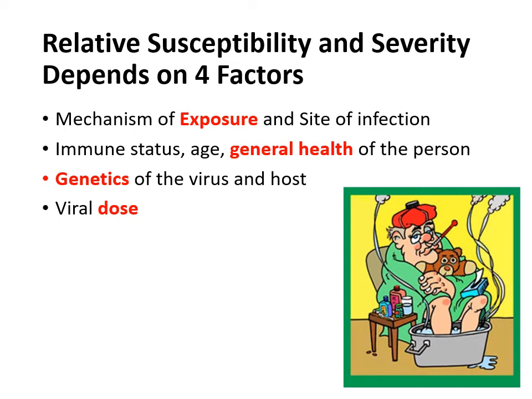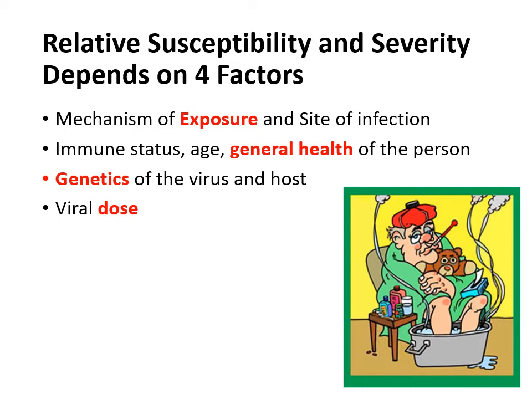The second bullet point is very, very important. Put stars next to that one. Your immune status, age, and general health. What that means is once the host is infected, the host's immune status and immunocompetence are major factors in whether or not that viral infection, or any infection really, will be life-threatening, benign, or show no symptoms at all.